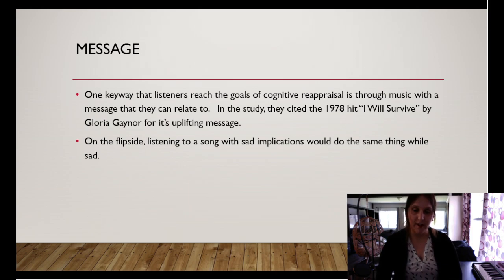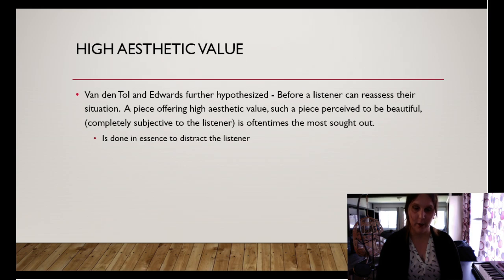The third one is high aesthetic value, and Vanden Toll and Edwards further hypothesized that before a listener can reassess their situation, a piece offering high aesthetic value, such as a piece perceived to be beautiful, which I will add is completely subjective to the listener, is oftentimes the most sought out. It's done in essence to distract the listener, so one may find that a piano concerto would be something they perceive as the most beautiful piece that they could seek out. Or it could even be a rock ballad that's just a favorite song that you listen to.